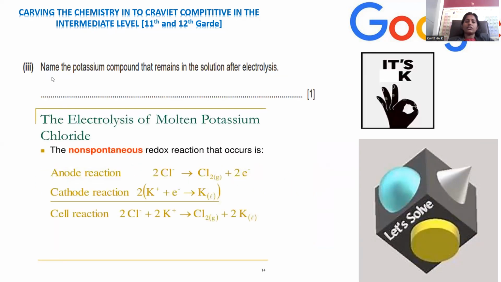Move on to the third question. Name the potassium compound that remains in the solution after electrolysis. These are the possible reactions. The anode is accompanied by chloride converted into chlorine by releasing electrons, and the cathode is accompanied by potassium accepting electrons and converting into metallic potassium. They're asking, after the electrolysis, what potassium compound is left? After the electrolysis is completed, the potassium compound left is K, metallic potassium. It's K. Potassium will be left over.